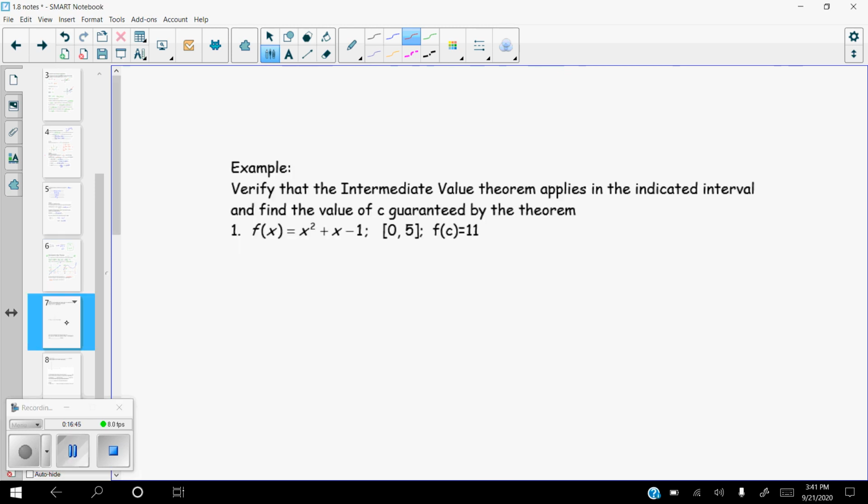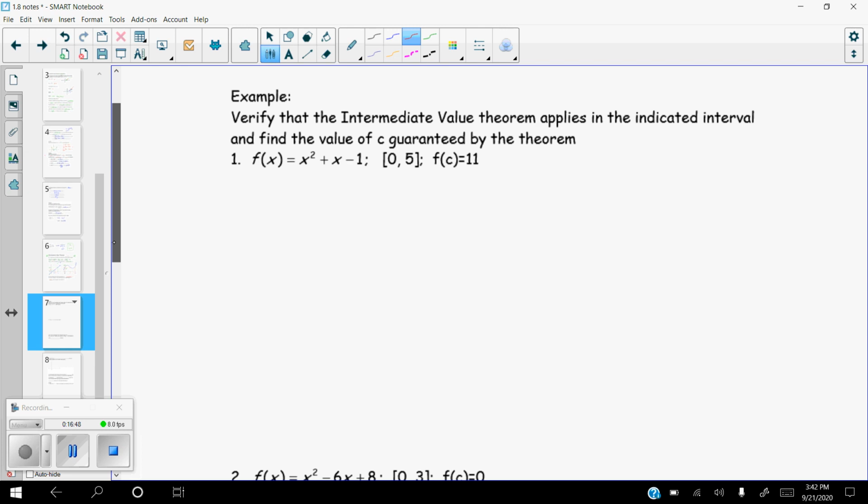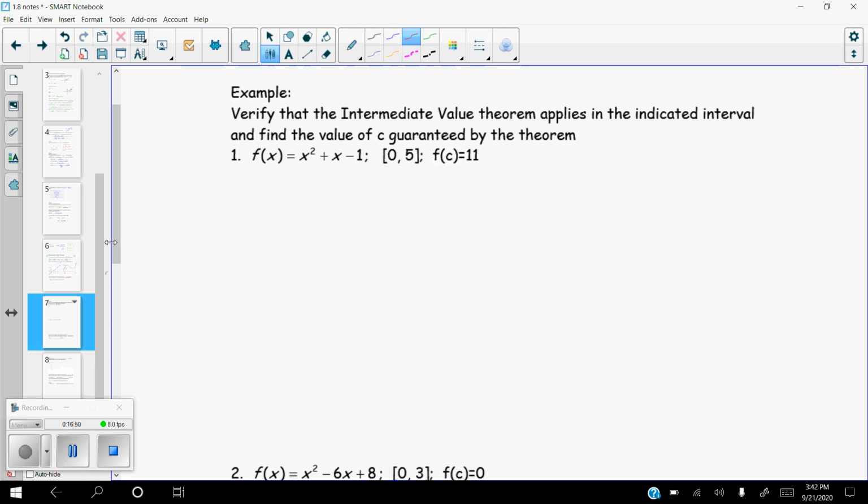All right, now let's move on. So let's actually do one of these. It's actually really simple to do something like this. Verify the intermediate value theorem applies on the indicated interval and find the value of C guaranteed by the intermediate value theorem.